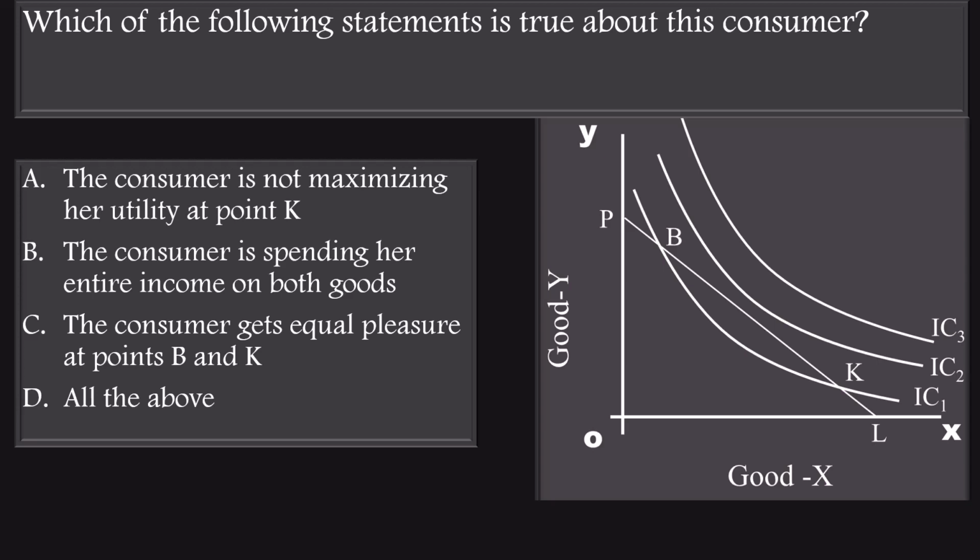indifference curve are different. Since combinations B and K are on the same price line, consumer spends her entire income on both the goods. Consumer gets the same level of satisfaction from combinations B and K because they are on the same indifference curve. Hence, option D must be your choice.